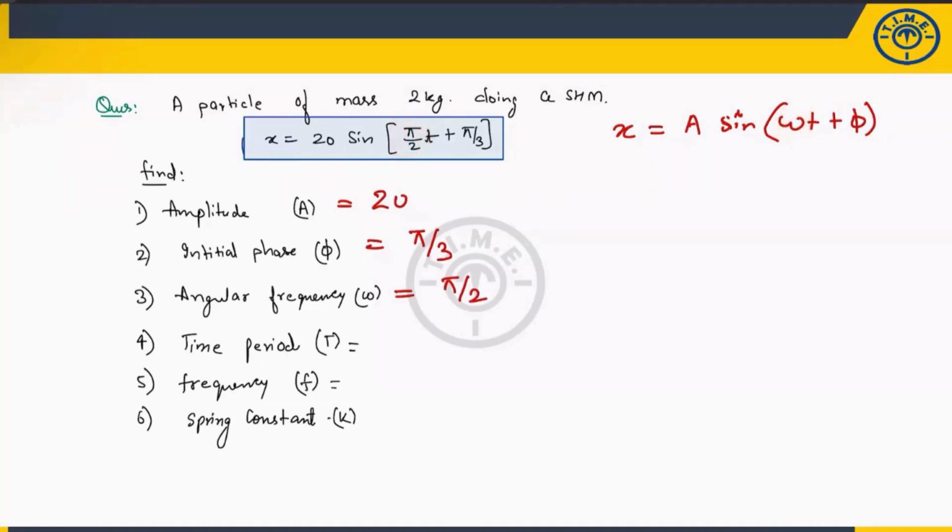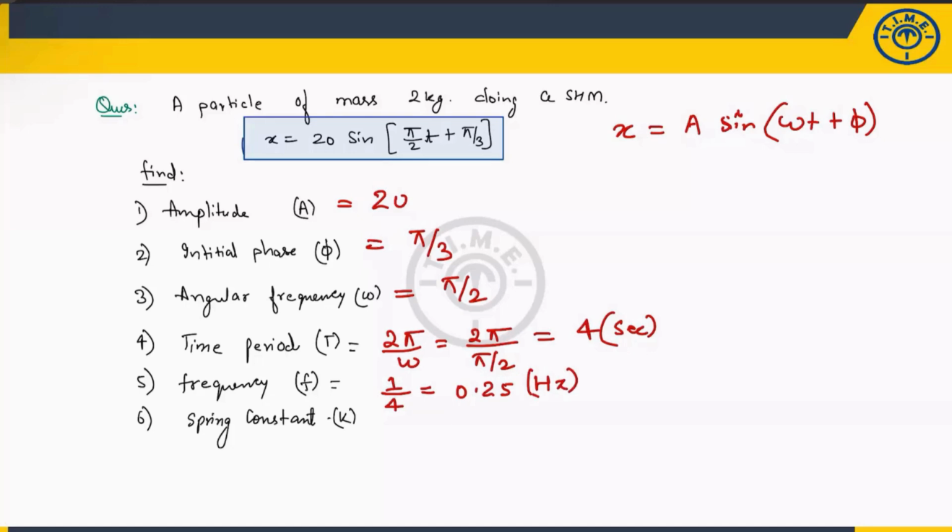How will you calculate the time period? Time period is nothing but 2 pi by omega. You already know the omega value, pi by 2. So can I write 2 pi divided by pi by 2 is nothing but 4 seconds. If you know the time period, take the reciprocal, 1 by 4, you will get the frequency, and the unit of frequency is hertz, 0.25.